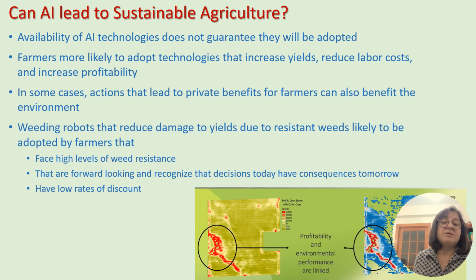But this is not necessarily the case for all technologies, and also not the case for all farmers. We find, for example, that farmers that are more forward-looking, that recognize that their decisions today have consequences tomorrow, that have low rates of discount, are more likely to adopt weeding robots. Also, if they have high levels of weed resistance, as compared to farmers that may have low levels of weed resistance, or maybe focusing on management decisions that are more myopic and have high rates of discount.